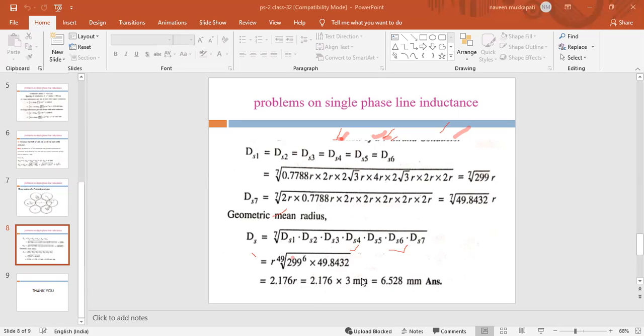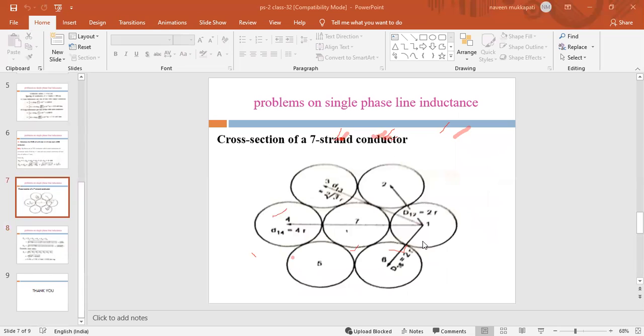Each having a radius of 3 mm, that's why we multiplied by 3. That is 2.176 into 3, that is equal to 6.528 mm. Okay, we are already given the distances, that is DSR 2R.